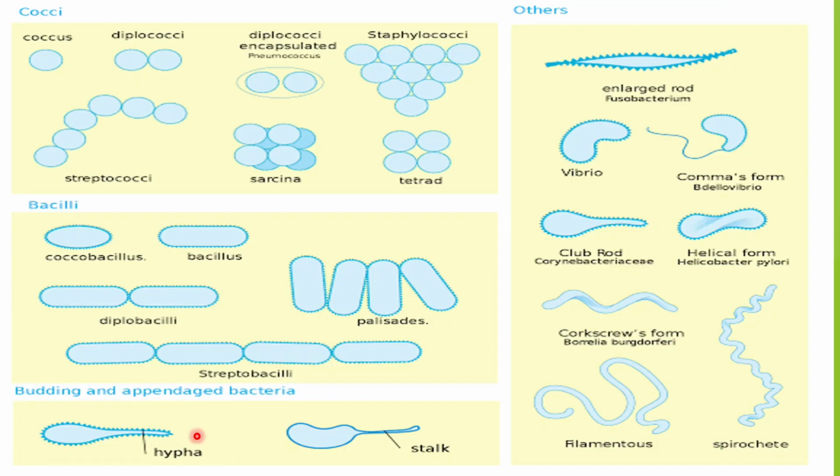These are the budding and appendaged bacteria. They can be non-motile or motile with flagella. Another one is the filamentous, which has a long filamentous structure. An example is Candidatus savagella.